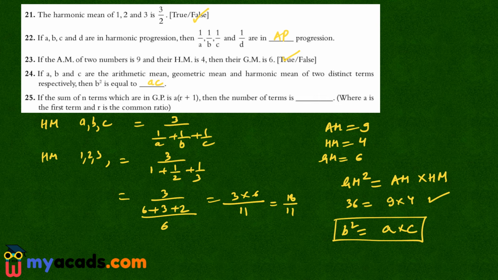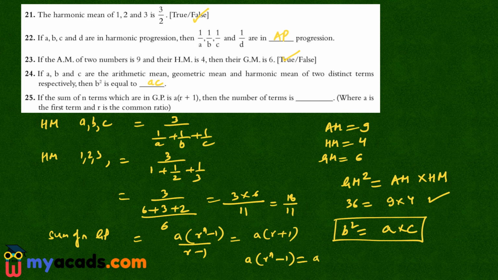Question number 25 is, if the sum of n terms of a GP is A into R plus 1, then the number of terms is dash, where A is the first term and R is the common ratio. Now I know that the sum of n terms of a GP is A into R to the n minus 1 upon R minus 1. Now here this sum of n terms of GP is given as A into R plus 1. So my A into R raised to the power n minus 1 will be A into R square minus 1. So here n is 2. So my number of terms is 2.